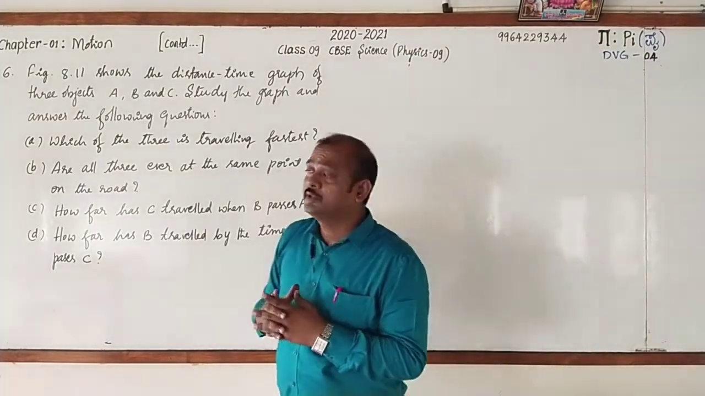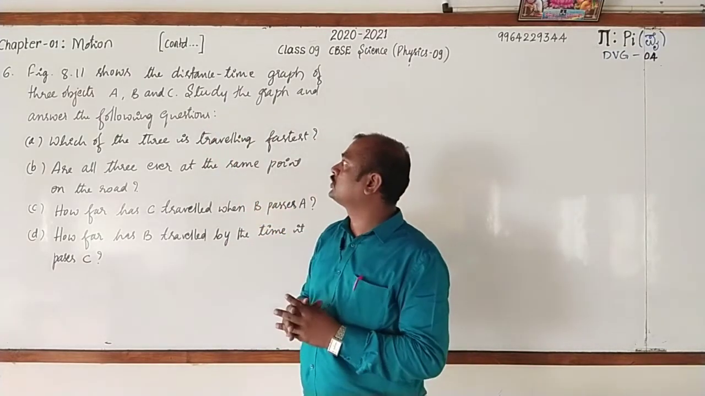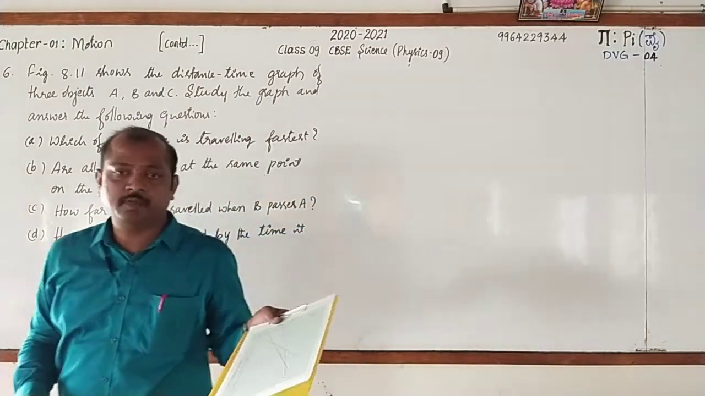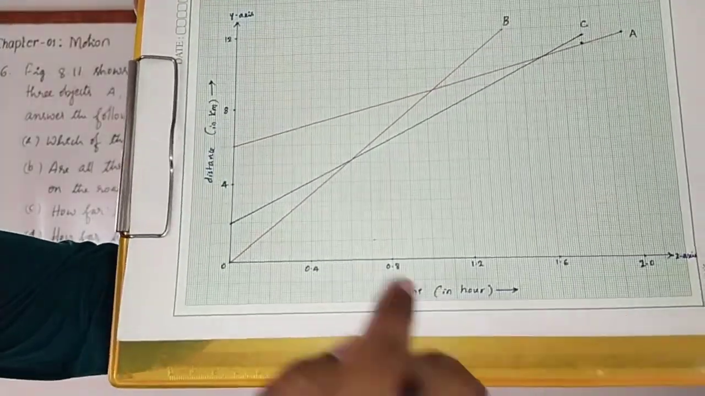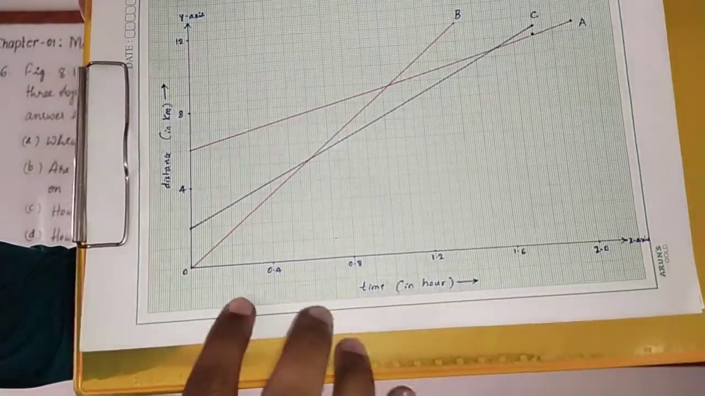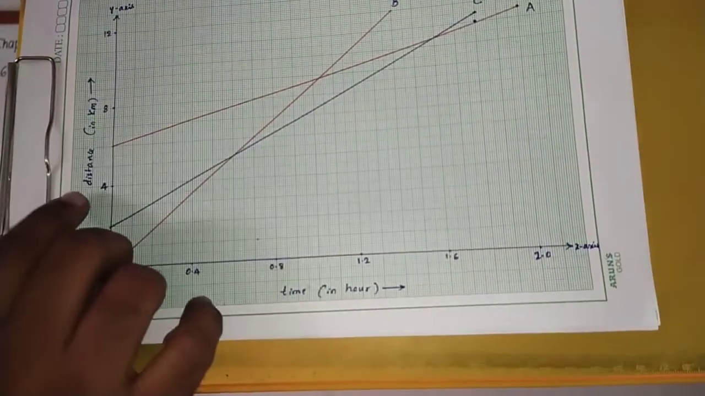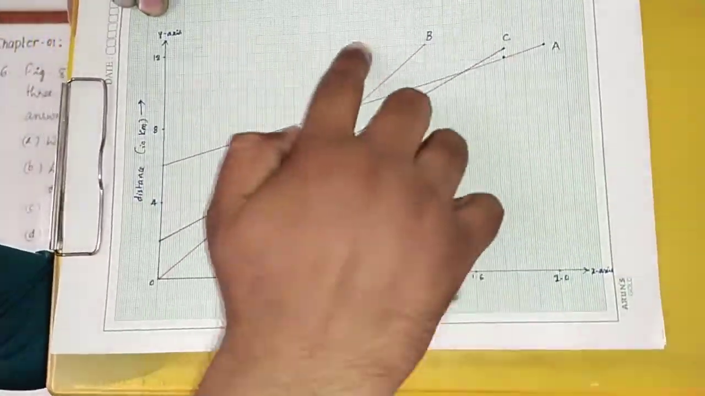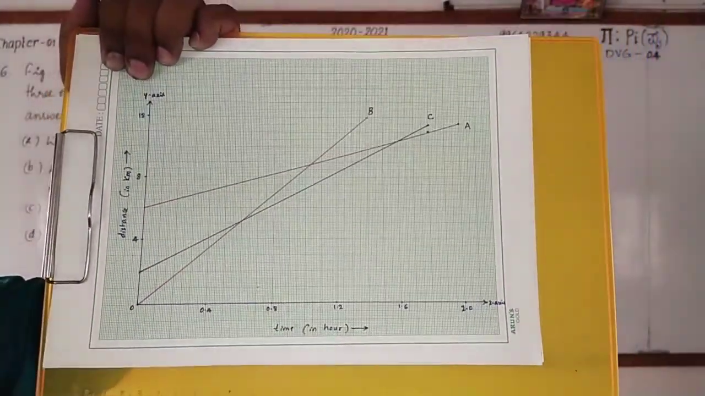Dear students, let's move on to the sixth one. Figure 8.11 shows the distance-time graph. Let me show you that figure. Observe. You should also copy this one. This is as it is given in the textbook. I have drawn it. Observe this carefully. Along the x-axis time has been taken in hours. Along the y-axis distance has been taken in kilometers. And these straight lines represent the distance-time graph of three objects.